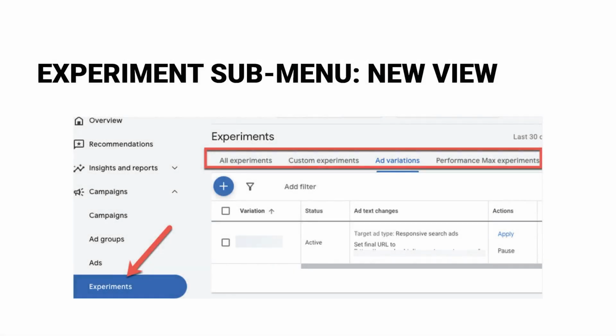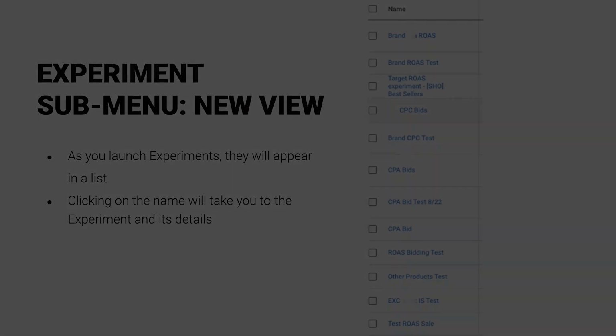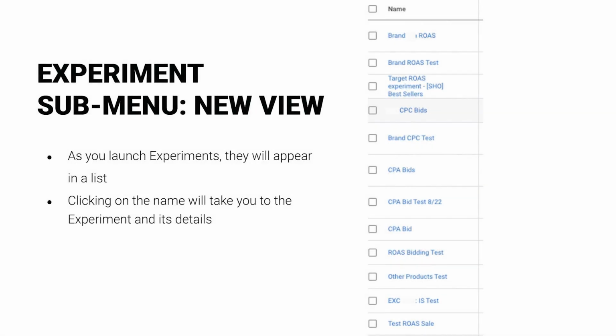So in the new view, experiments still exist in the campaign section on the left-hand margin. The difference is the submenu no longer shows in that left-hand menu. It now appears in the pane that shows where your experiments are, and it shows it all across the top. You'll understand a little bit more about those experiment types, but for now, just know that if there's no submenu on the left in the new view, it exists along the top. As you launch new experiments, they're going to appear in a list in that middle pane. Clicking on the name is going to take you into the experiment, and it'll show you all the details, the settings, and the results of that particular experiment.